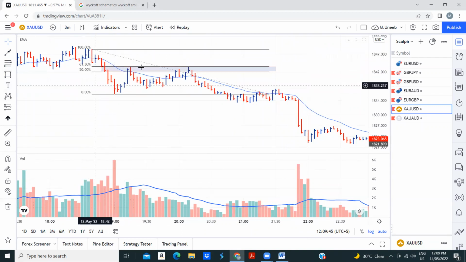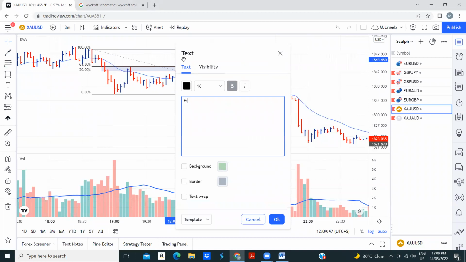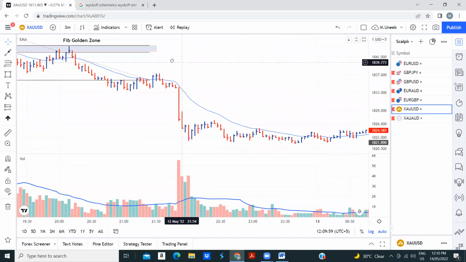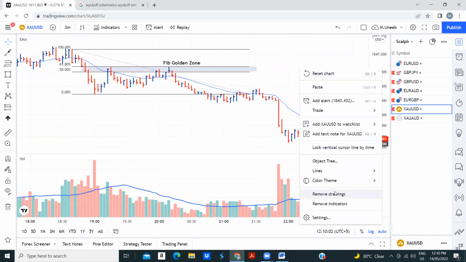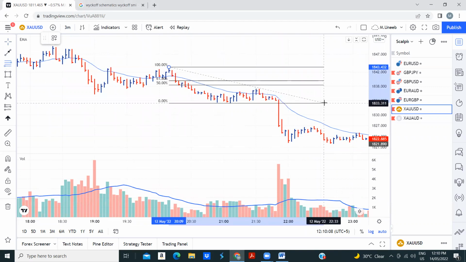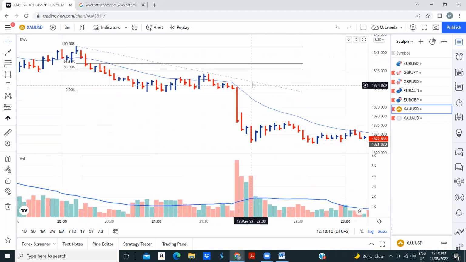So this is known as the Fib golden zone. At the Fib golden zone, the price comes and retraces, got it? And resumes the direction. Now, if you draw from here to here, you will see, but not every time the price will come back here. For example, at this point, the price did not come and reach here.